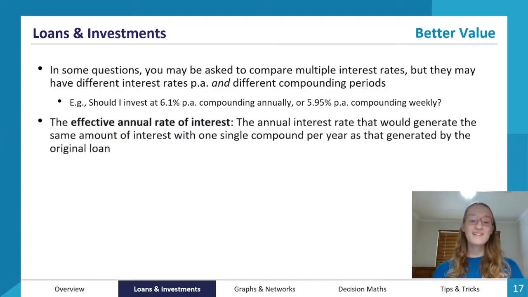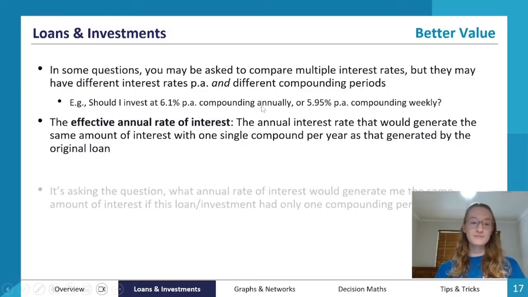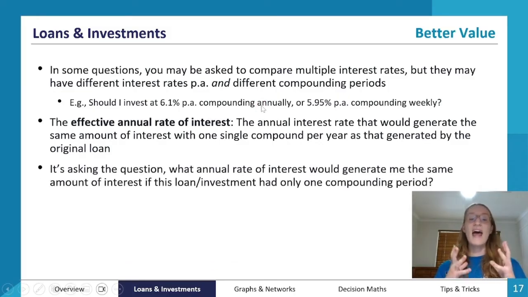And that's where the effective annual rate of interest formula comes in, which you've probably heard about. The effective annual rate of interest is the annual interest rate that would generate the same amount of interest with one single compound per year as that generated by the original loan. So what we're asking is, what is the annual rate of interest that would generate the same amount of interest if this loan or investment only had one compounding period?